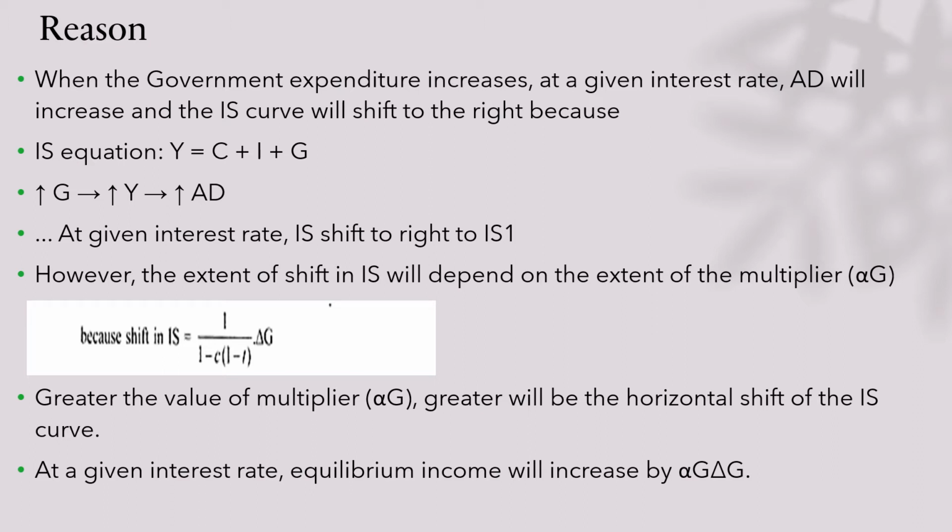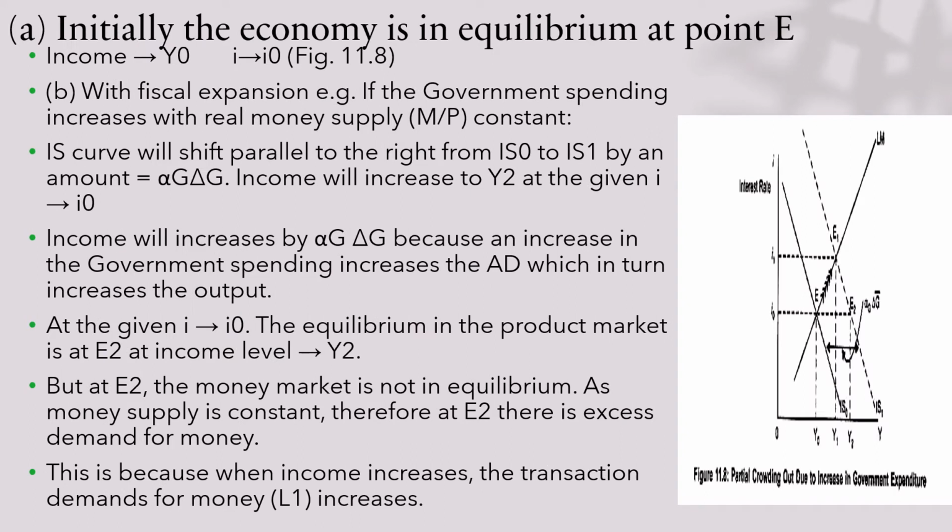We have seen that the value of the multiplier is alpha G and delta G is the change in government expenditure. So we are going to look into some possibilities here. Initially, if the economy is at point E, the income level is Y0 and the investment is I0. With fiscal expansion, that means an increase in government spending or government expenditure, we keep the real money supply, M by P, constant here.